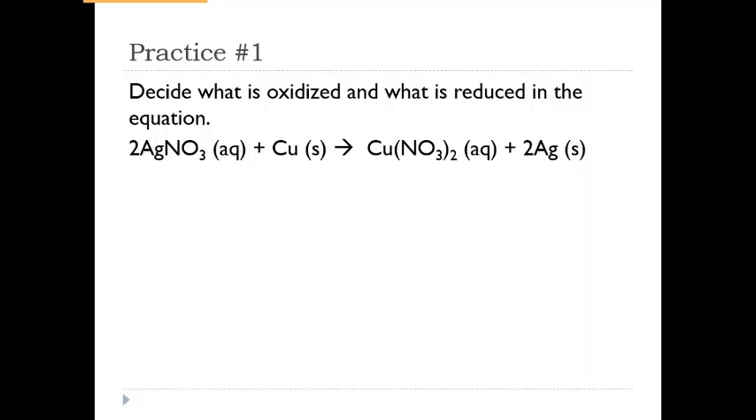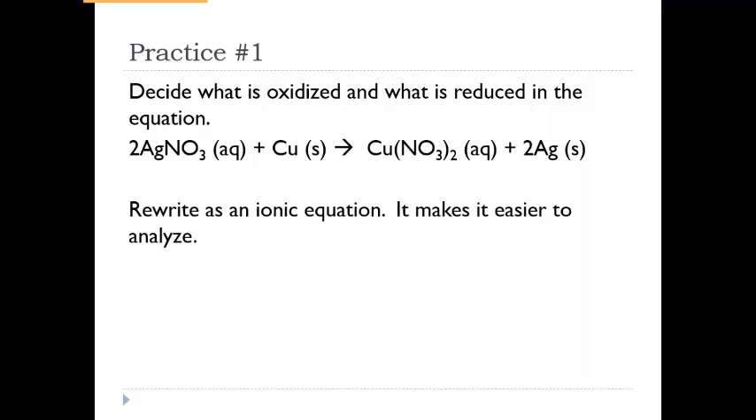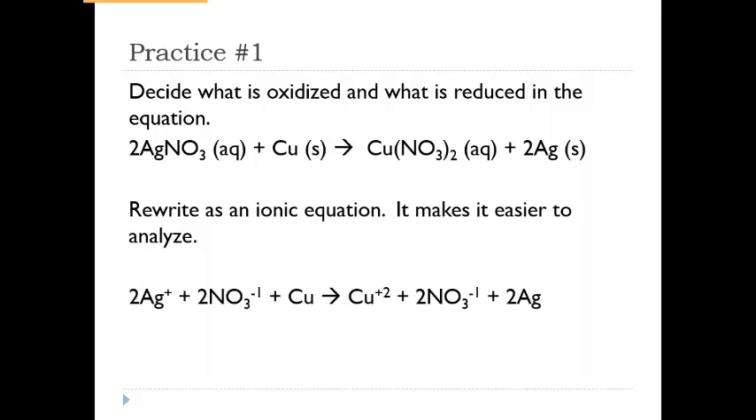So if you're given a problem, you need to be able to decide what element is being oxidized and what element is being reduced. So here's the equation that you're going to be given. Now I would recommend that you rewrite this as an ionic equation, like when we did the net ionic equations, and we can maybe cancel out spectator ions and so on. If we rewrite this as an ionic equation, we can see the plus charges and the minus charges, which will help us decide if we've gained electrons or lost electrons.